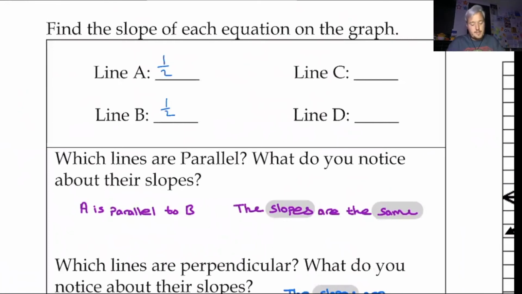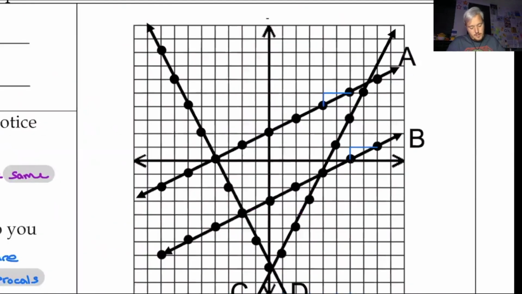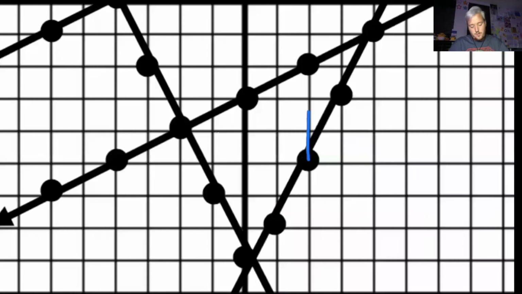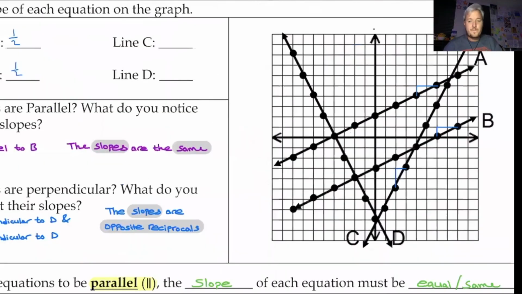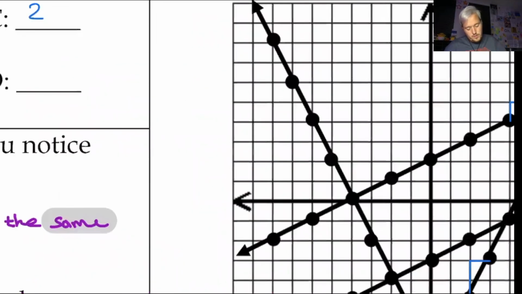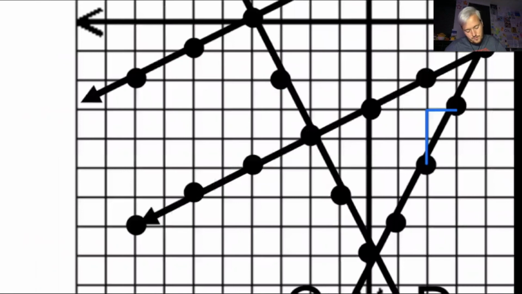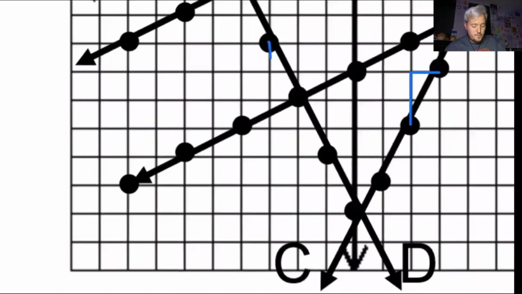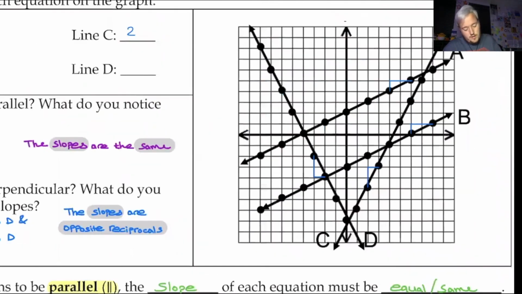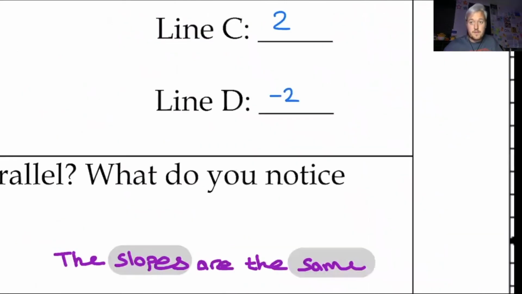So now let's look at line C and line D. Line C is right here. So it's going up 2 and then right 1. So this equation is going to have a slope of 2. Now line D over here is the one that is decreasing. So it's going to be going down 2 and right 1. Remember, you don't need any specific points to find the slope. I'm just finding 2 random points on that line and finding the slope. So for line D, we have a slope of -2.